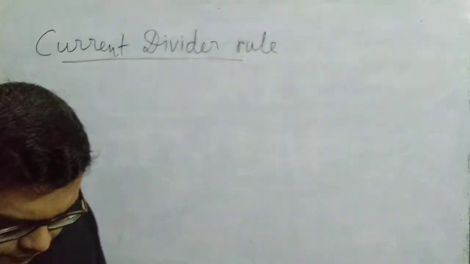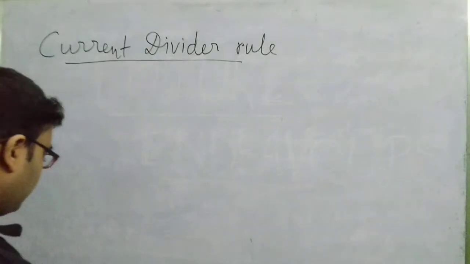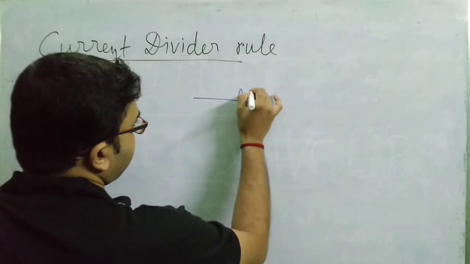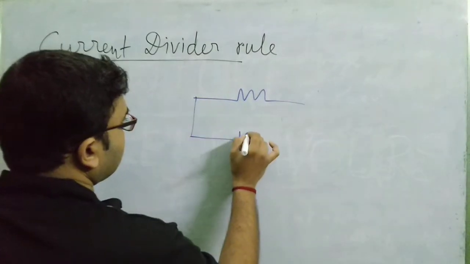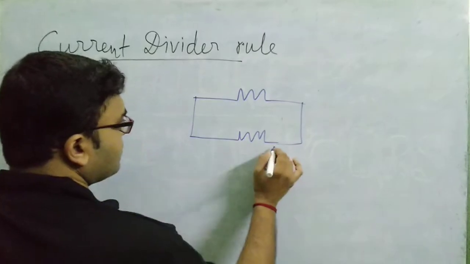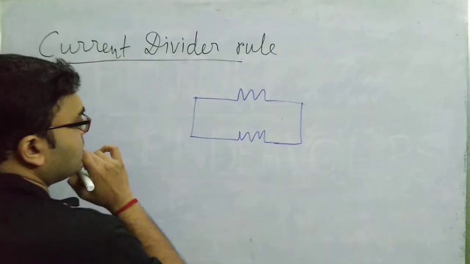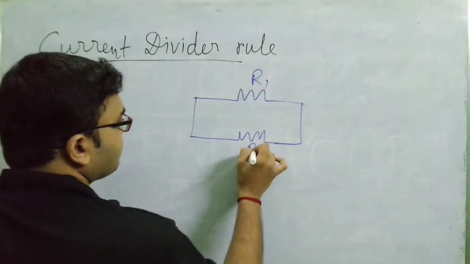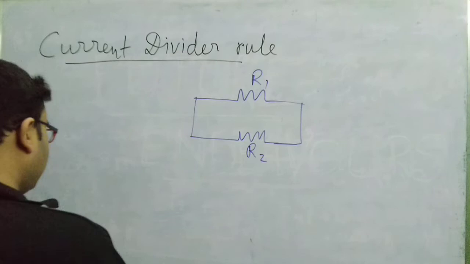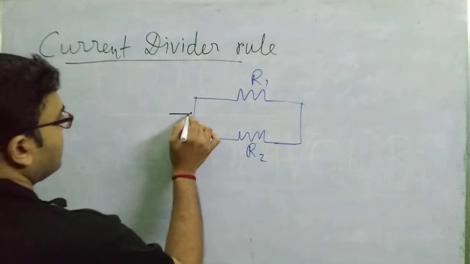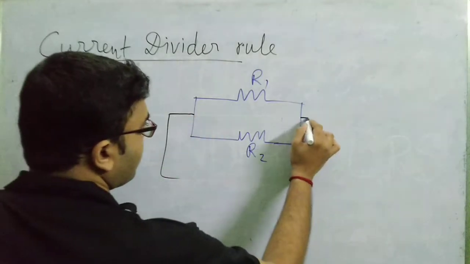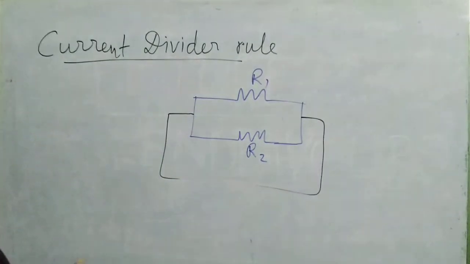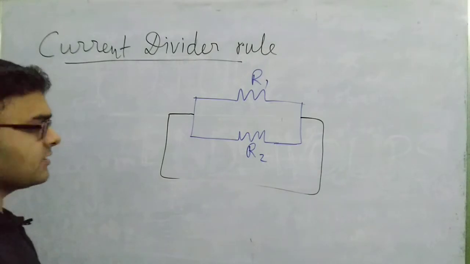So, when you are considering the parallel connection, let us take two resistances. This is R1 and this is R2. You should apply this rule when you see there are two resistors in parallel. Let's say it is connected to a source which causes the flow of current. It may be a battery, a cell, or any other source.